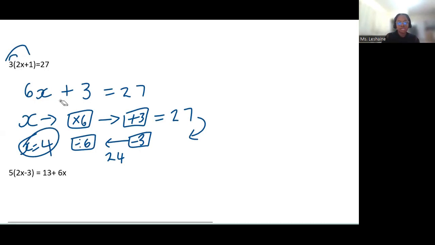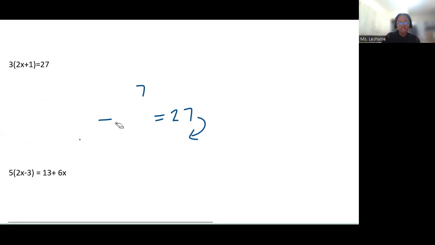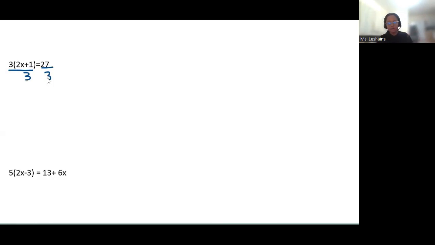Now, what is the other way that I said I was going to show you? I want you to think about this problem like this. I have 3 times something in brackets. I'm saying something intentionally. 3 times this thing gives me 27. So 3 times something gives me 27. Do you recognize that I can divide both sides by 3? Because 27 is divisible by 3. Watch this. I could have gone ahead and divided both sides by 3 to begin, as opposed to expanding the brackets, just because it makes the numbers a little bit smaller and easier to work with.